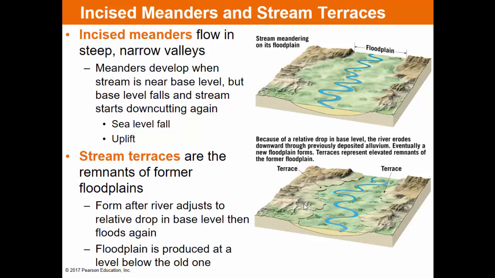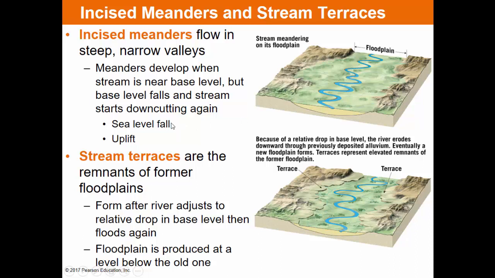An incised meander flows in steep, narrow valleys. So these are meanders that develop when the stream is near base level, but the base level falls and the stream starts down cutting again. And so what happened is you've got a stream and it's near its base level, it's meandering, it's all happy back and forth, and then let's say the base level falls because of glaciation and sea level falls. Then it's going to begin to literally cut through its floodplain and create an incised meander.